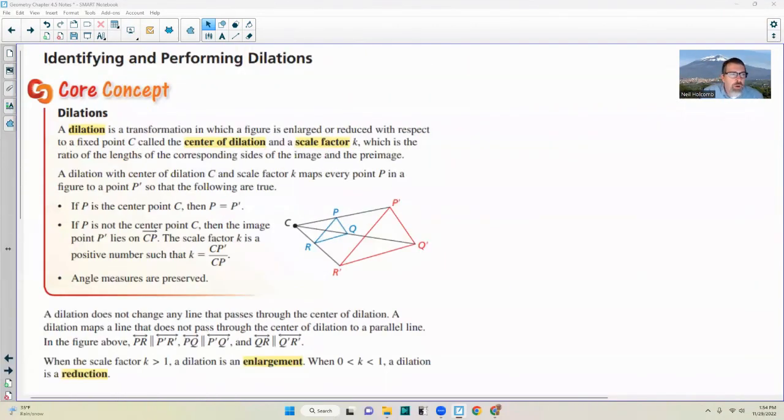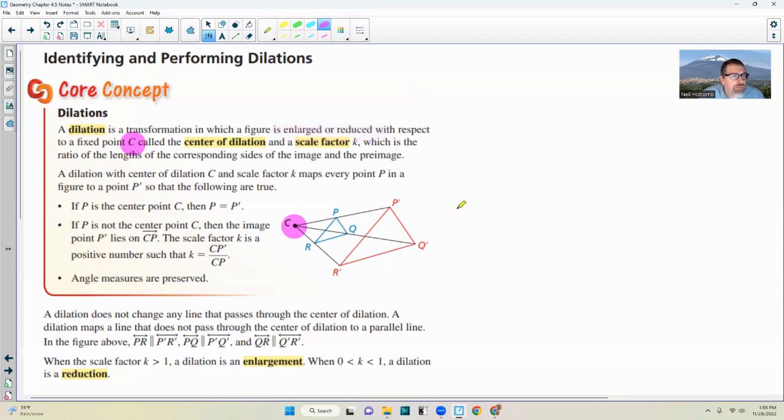Okay, so identifying and performing dilations. The core concept for dilations: a dilation is a transformation in which a figure is enlarged or reduced with respect to a fixed point C called the center of dilation. So let me stop right there. Okay, I'm going to go to my highlighter. So C is right here. That is the center of dilation, point C. And by the way, if something enlarges or reduces in size, then it's no longer a rigid motion. So a dilation is not a rigid motion.